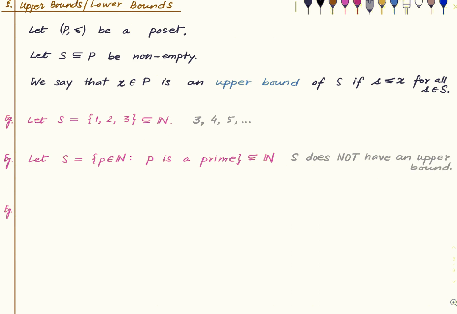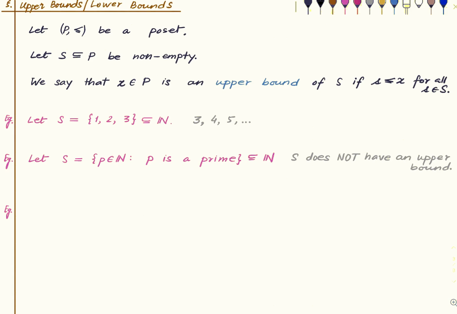And the reason is number theoretic. Basically, first one needs to recall that there are infinitely many primes. And it follows that for any natural number n, there is a prime bigger than it. And therefore, there cannot be anything in the set of natural numbers that upper bounds everything here. So S does not have an upper bound in n.